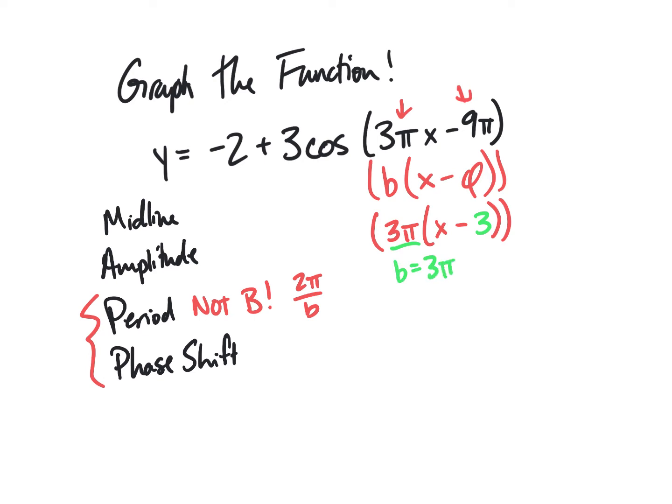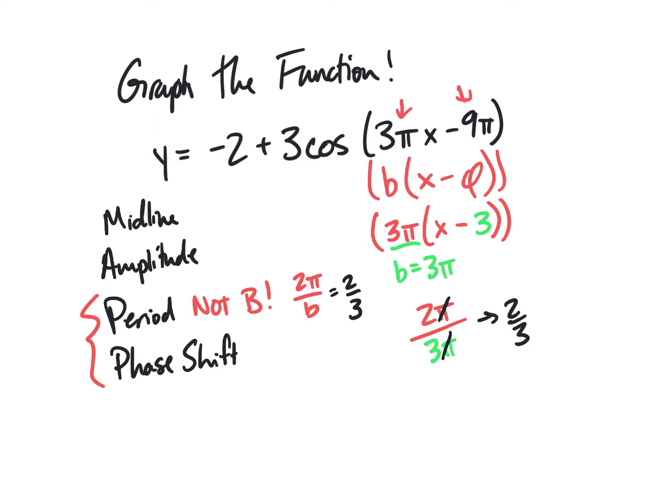And so to get the period of cosine or sine, I'm going to do 2 pi divided by my b, which is 3 pi. And the pi's are going to cancel here, and we end up with 2/3. So the period of this function is 2/3. So that means it repeats every 2/3 of a unit.